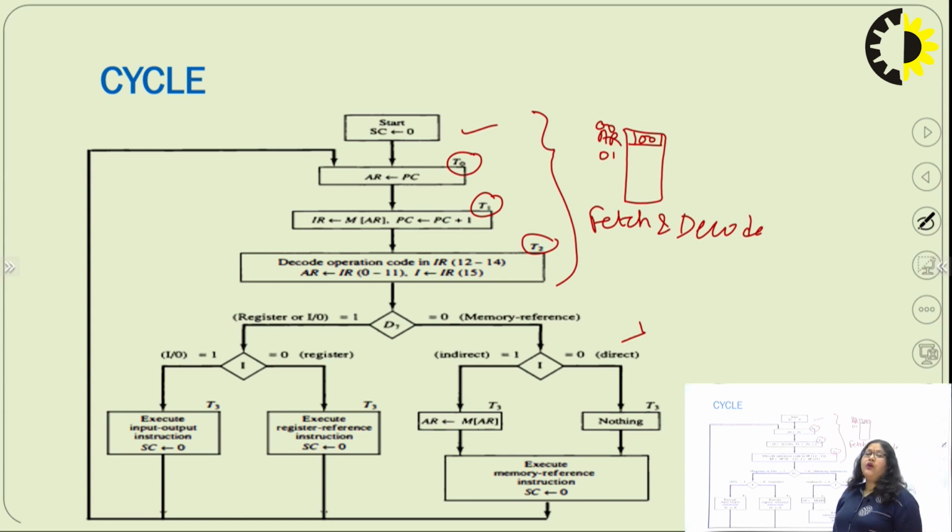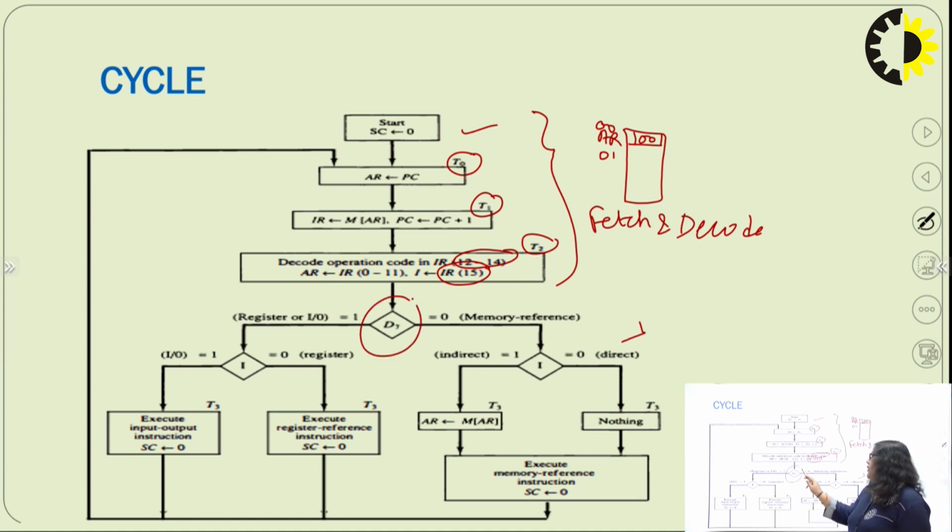When we have to decode the operation, it divides into 3 parts: 0 to 11, 12 to 14, and 15. So 0 to 11 transfers as the address, that is AR. 12 to 14, we have to decode with the opcode, that is D0 to D7, and the 15th bit transfers to I. That is already explained in the previous slide, but these are the steps that we have to define in the flowchart of the instruction cycle.